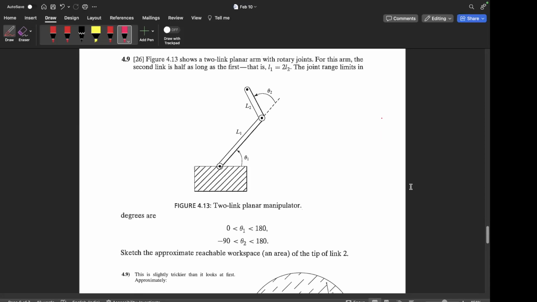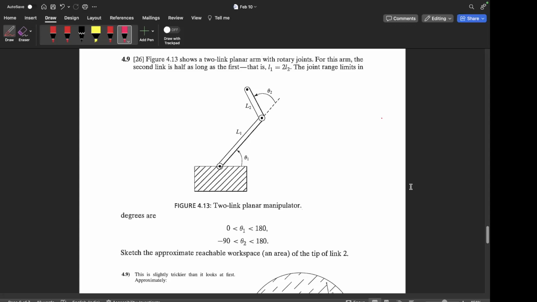So I'll give you a minute to read this, and then I will explain. So what we have to do here is to sketch the workspace, the reachable workspace.